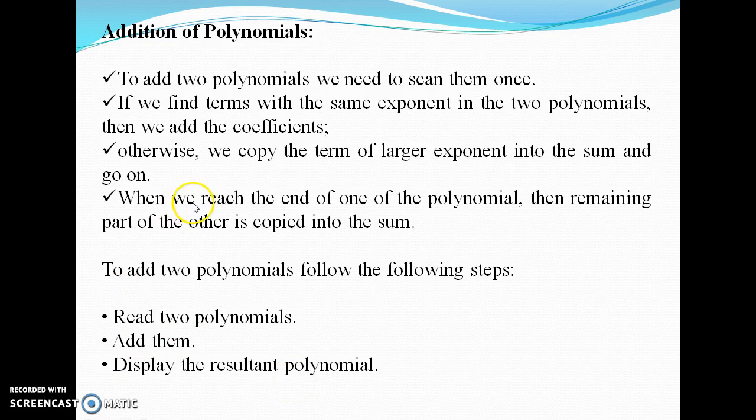So how do you add two polynomials? To add two polynomials, we need to scan them once. If we find the terms with the same exponent in the two polynomials, then we add the coefficients. Otherwise, we just copy the term with the larger exponent into the sum and go on. When we reach the end of one of the polynomials, the remaining part of the other is copied into the sum. This is how the addition of polynomials takes place.